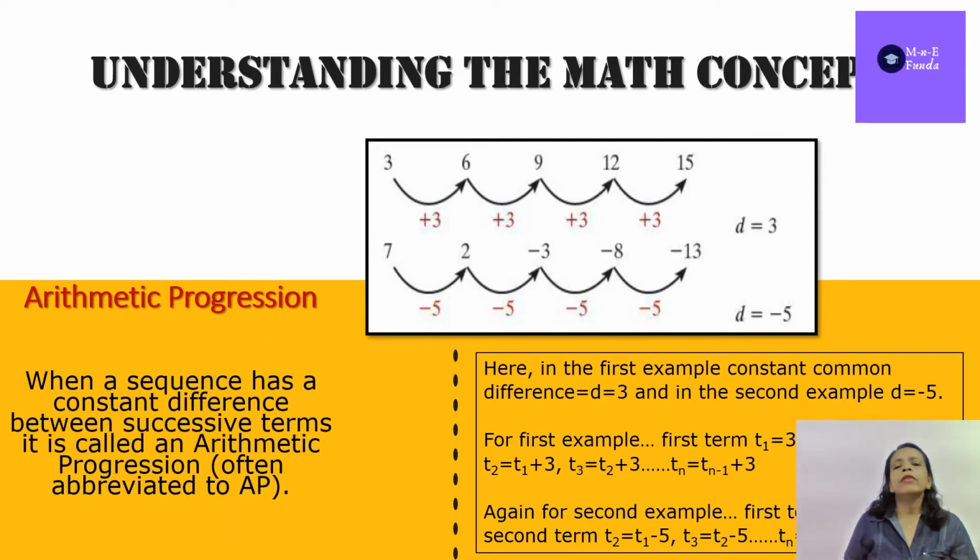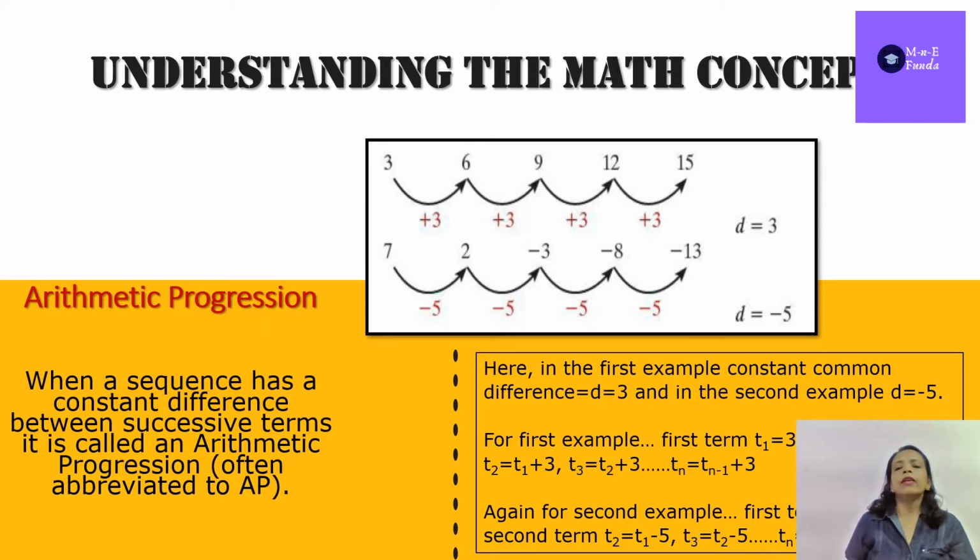In the first example, there is a series 3, 6, 9, 12 and 15. So here the first term is T1 equal to 3. Second term is T2 equal to 6. Third term is equal to 9 and so on. So here the second term equals first term plus 3, third term equals second term plus 3, like this. So it obeys a rule, like the common difference will be 3.